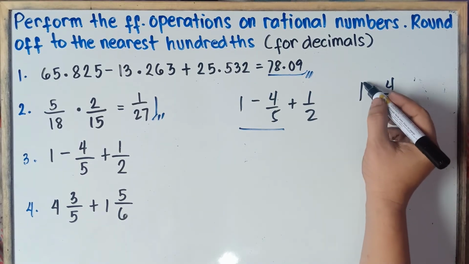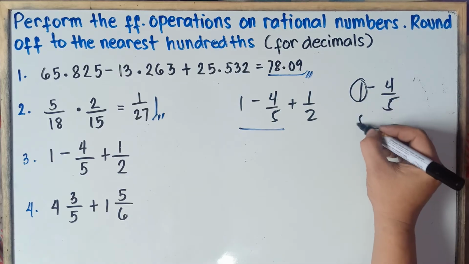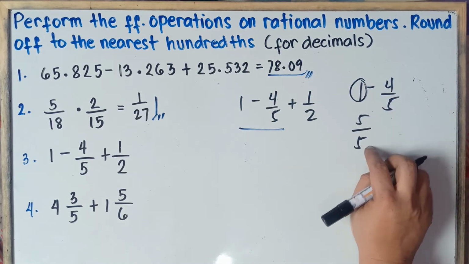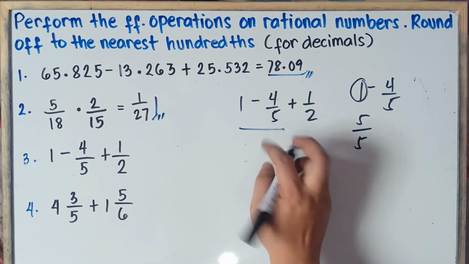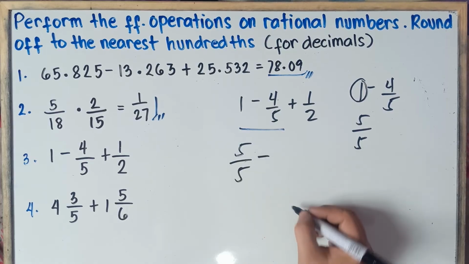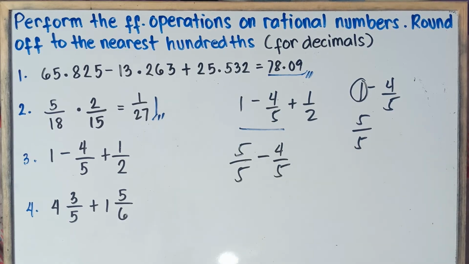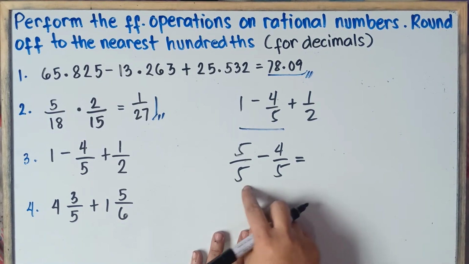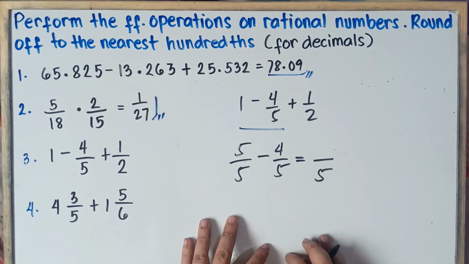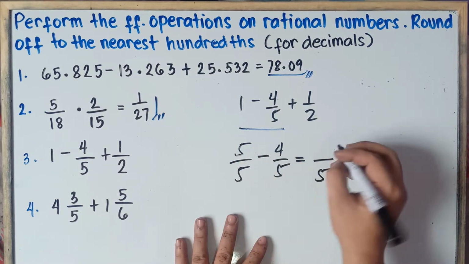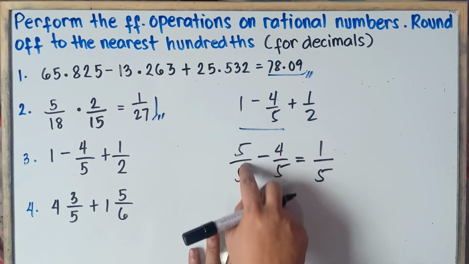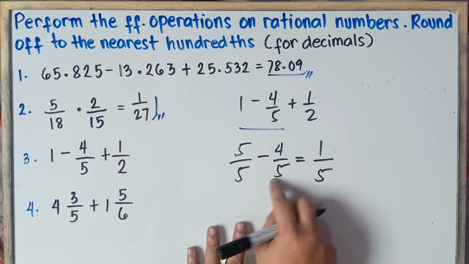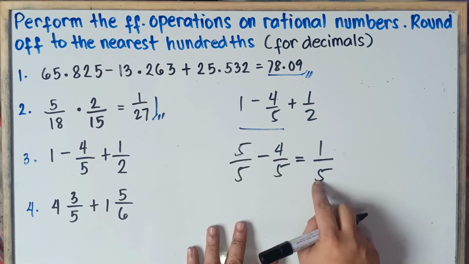Once again, class, we can make this 1 into 5 over 5. 5 over 5 is just the same as 1. 5 divided by 5 is equal to 1. So subtract this first, 5 over 5 minus 4 over 5. We can just simply subtract this because they have the same denominator. Simply copy the denominator and then subtract the numerators. 5 minus 4 is 1. Therefore, 1 minus 4 over 5, so 1, that is 5 over 5, minus 4 over 5, the answer is 1/5. And then after that, we add this to 1/2.